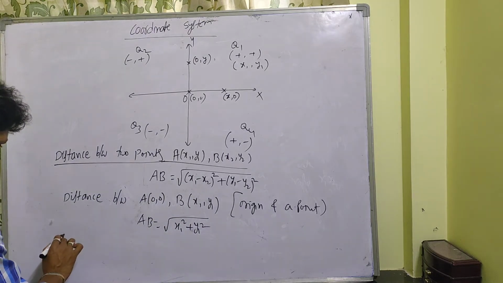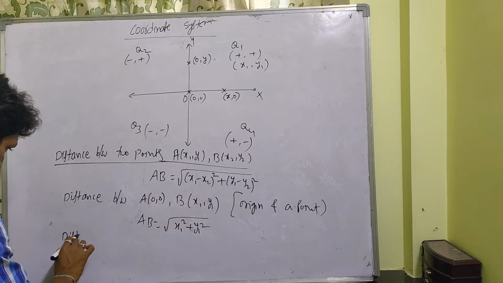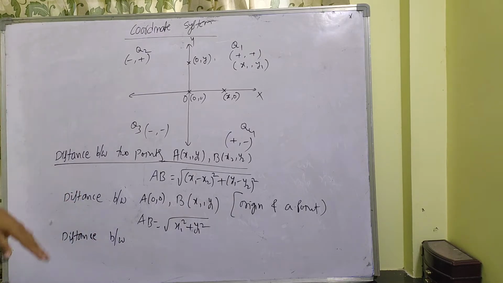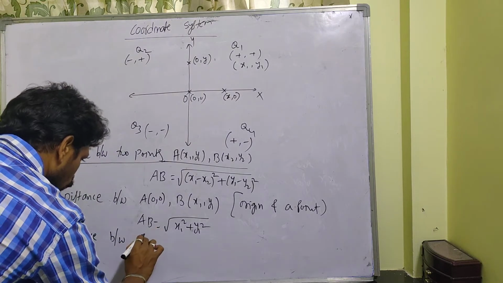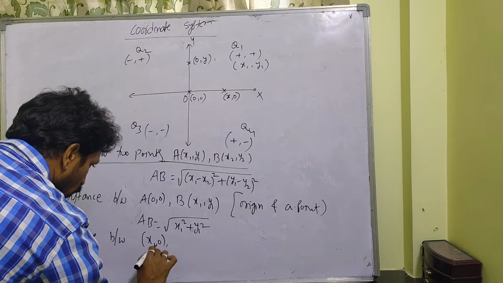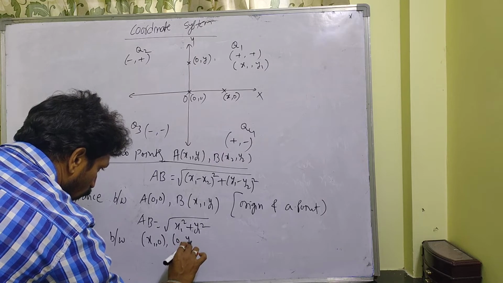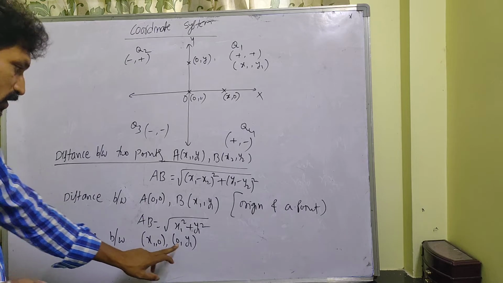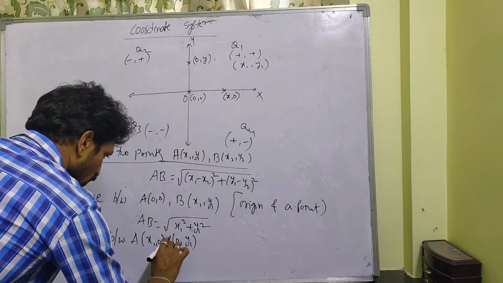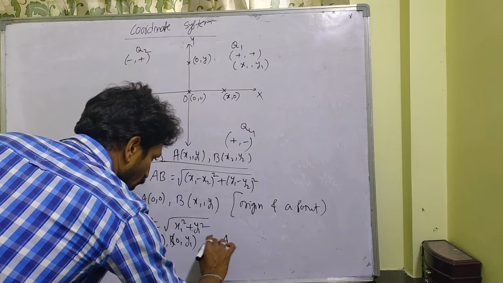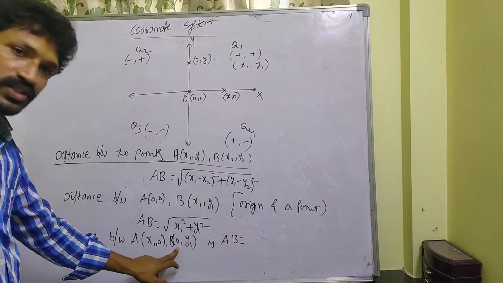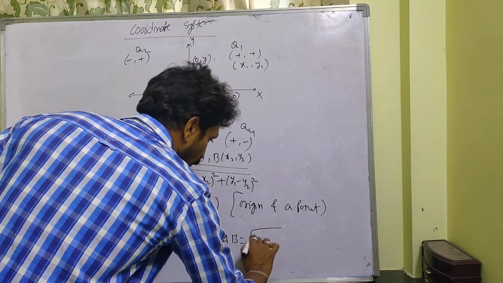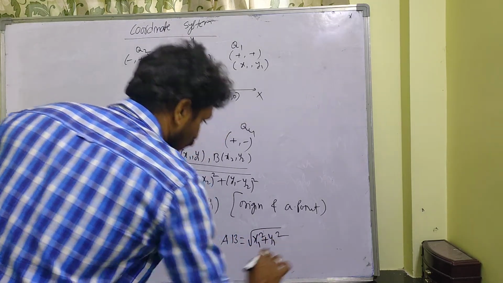Next, distance between some x1 comma 0 and 0 comma y1. Same. Here y coordinate is 0, here x coordinate is 0. Same is here. If you take A, this is B. Here also AB is equal to x1 minus 0 whole square, that is x1 square, 0 minus y1 square, that is y1 square, same formula. So x1 square plus y1 square.